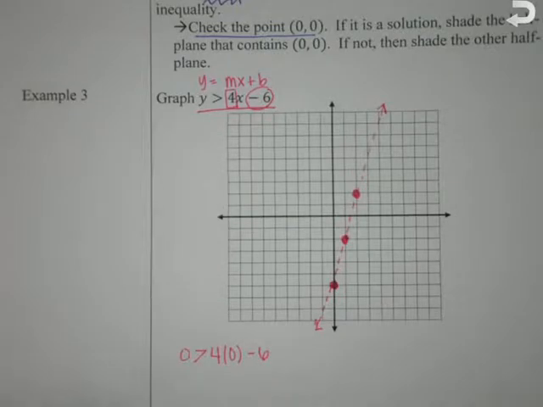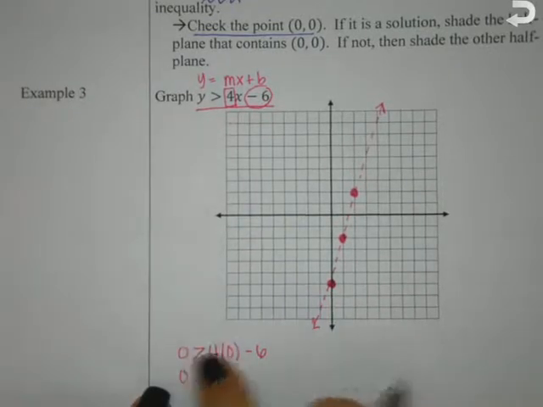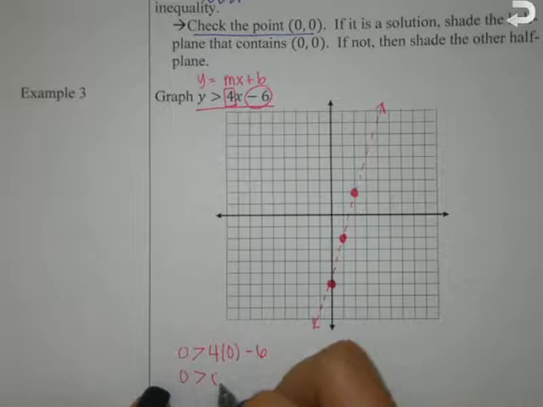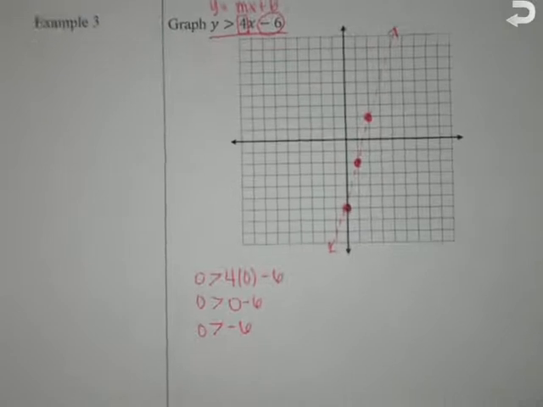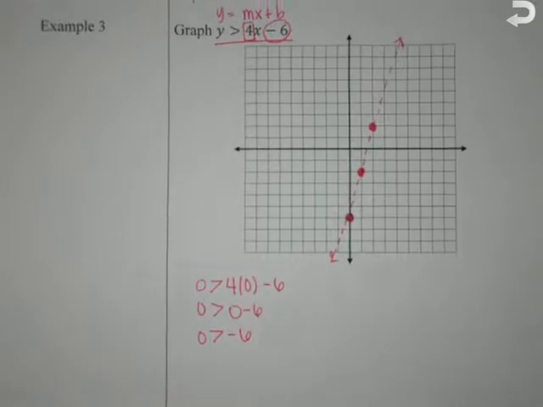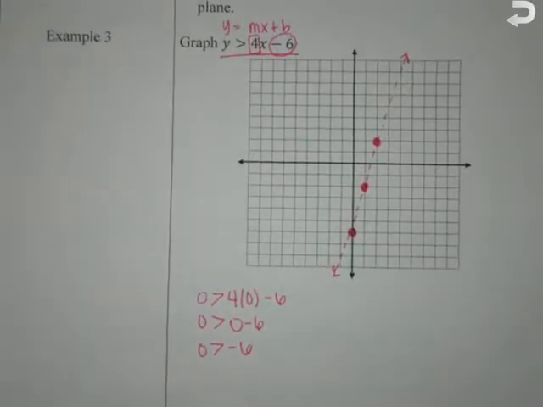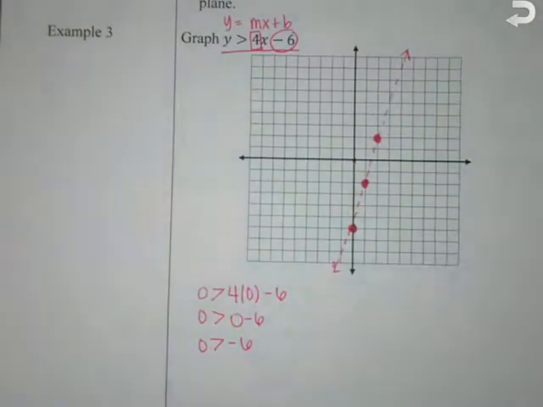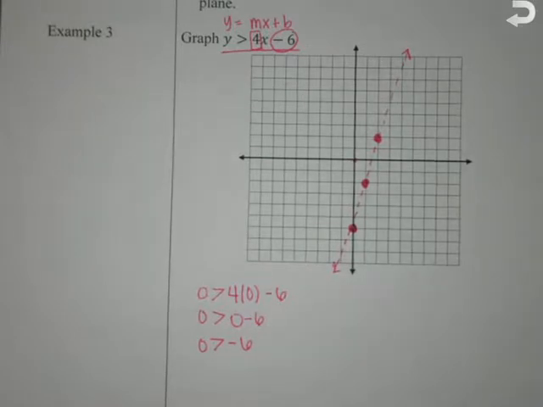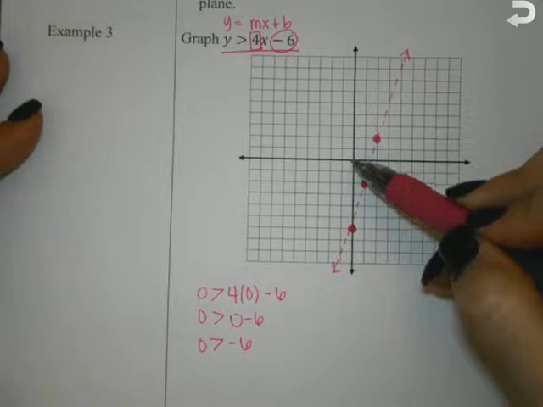So this is going to give us 0 is greater than 0 minus 6. So 0 is greater than negative 6. Let's think about this, guys. Is 0 greater than negative 6? Yes. So what this is saying is this point 0, 0 does lie in the solution. So the half plane that contains 0, 0, that's the plane that we shade. So we're going to shade this part that contains 0, 0.